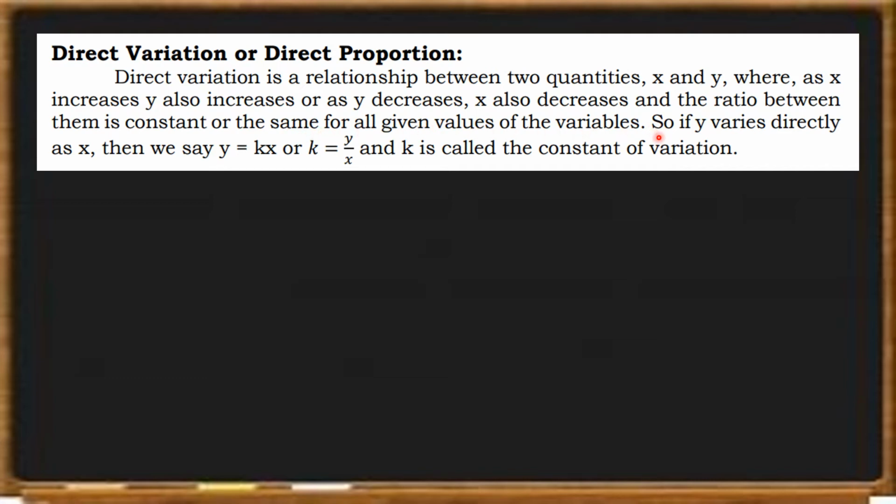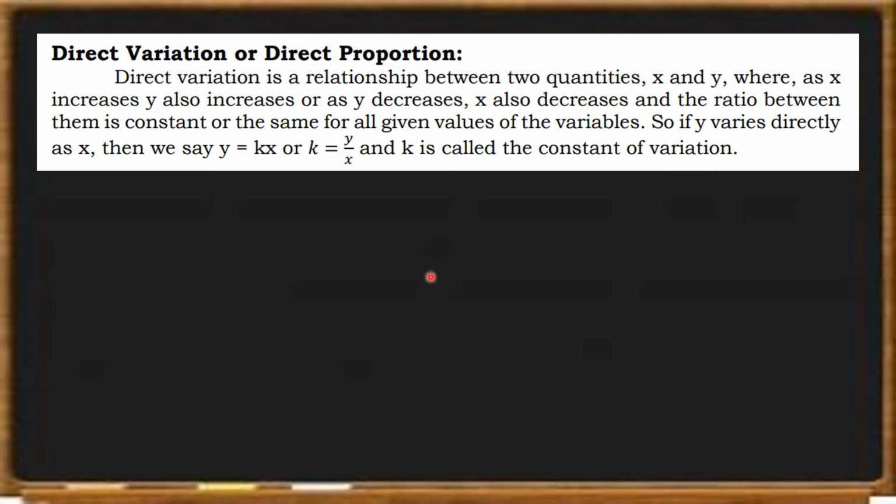So in statements, if y varies directly as x, then we say y is equal to kx. So this is our equation of this direct variation. So your k is the multiplier of your x. So y is equal to kx. And then if you're going to solve for k, divide both sides by x. That's why it becomes y over x. And k is called the constant of variation.